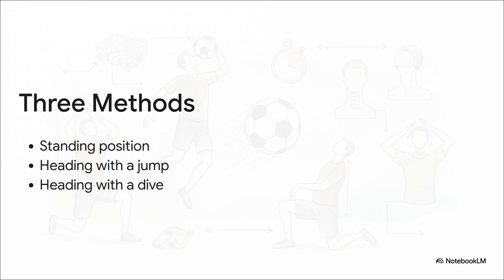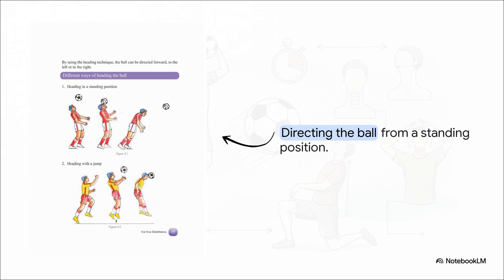You've got your foundational standing position, heading with a jump, and for those real do-or-die situations, heading with a dive. Here's a quick look at the standing header in action. Like we said, this is your foundational starting point. Once you've got that solid base, that drawn bow posture, and the clean forehead strike, you can powerfully direct the ball exactly where you want it to go, whether that's driving it straight forward, angling it out to the left wing, or just flicking it over to the right.